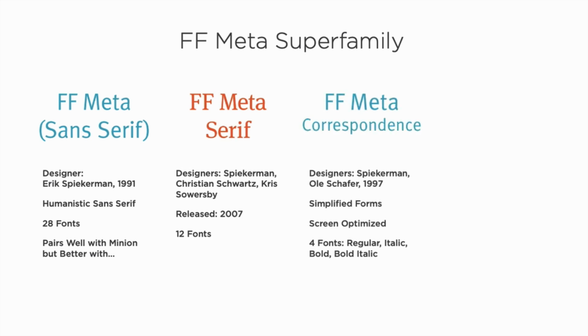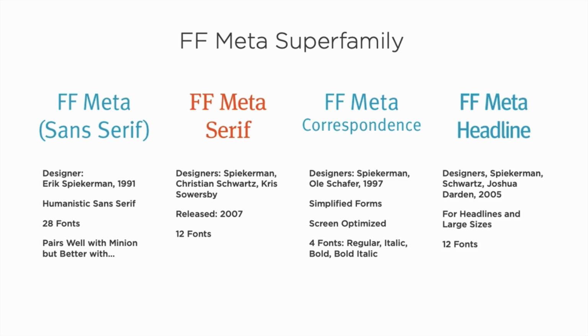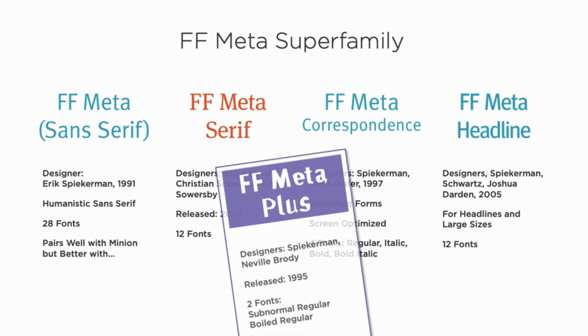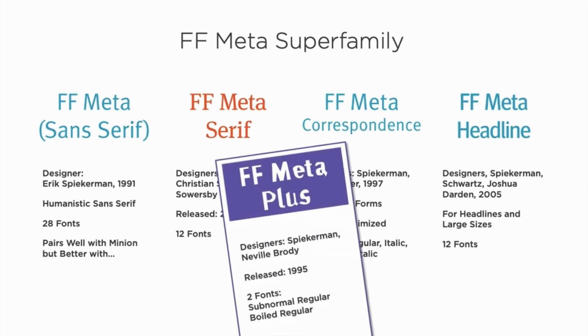Before completing the serif version, Spiekermann and friends created 2 other FF Meta type families. In the late 90s, FF Meta Correspondence, which refines the original FF Meta sans serif with simplified forms and screen optimization, is for web and mobile text. Then FF Meta Headline, another refinement of the original and base family for setting at large sizes. Technically, there's a 5th family in the FF Meta superfamily, FF Meta Plus, but it's usually kept away from polite company and not seen in public often.